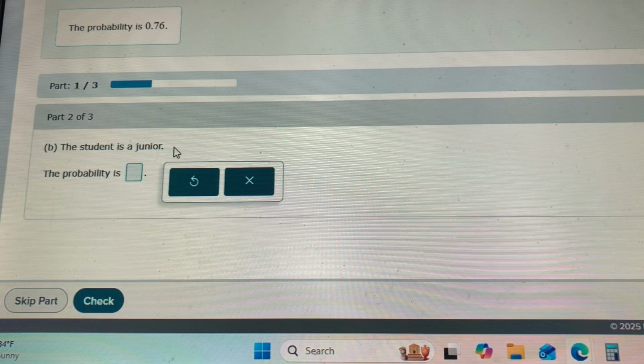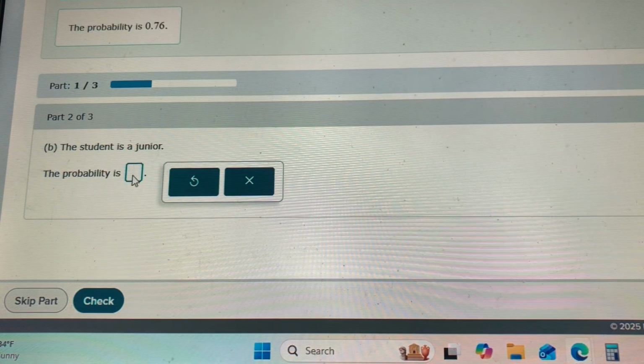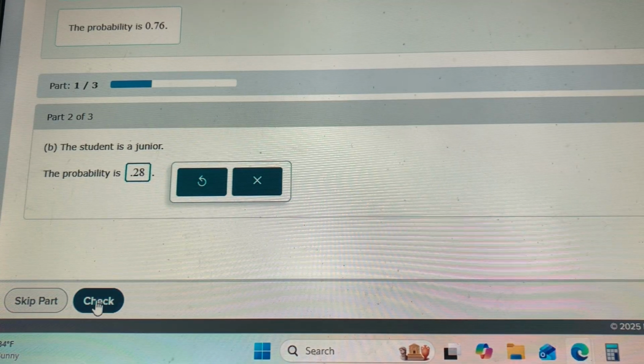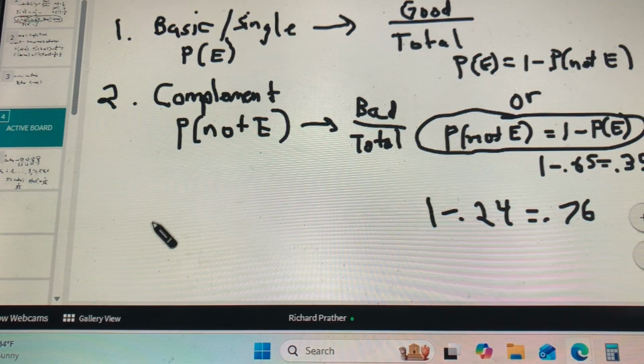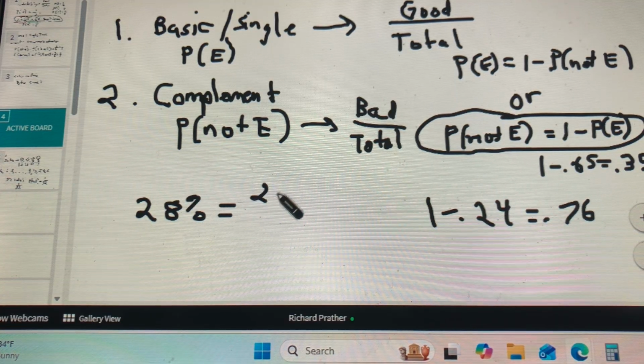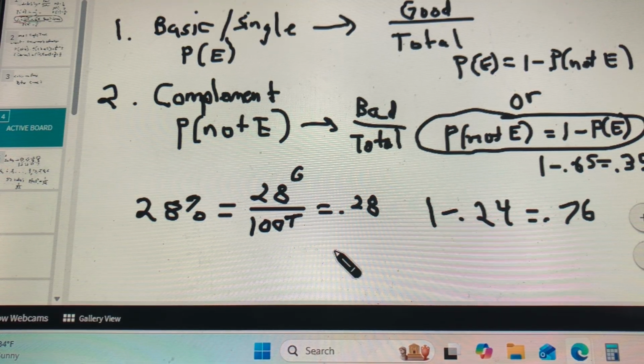The student is a junior. See, that's just a basic or single probability. All I want are juniors, and I know 28% are juniors. So 28% is 0.28. And in essence, I'm doing the total at the same time because 28% literally means 28 out of 100. So I am still doing a good over a total here, even though it doesn't seem like it. 28 divided by 100 is 0.28. But it is still good over total. And notice the answer is a decimal between 0 and 1 also.